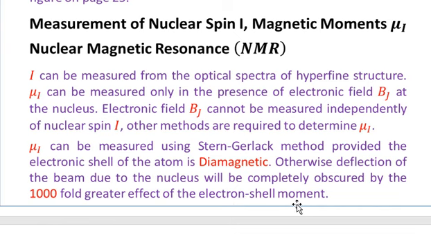So the electron magnetic moment will be 1000 times greater than the magnetic moment due to nuclear spin, and so the deflection of the beam due to the nucleus will be completely obscured by the 1000-fold greater effect of the electron shell moment. So in the presence of the electron spin moment, the nuclear magnetic moment mu I cannot be measured. So it means that mu I can only be measured in diamagnetic materials.